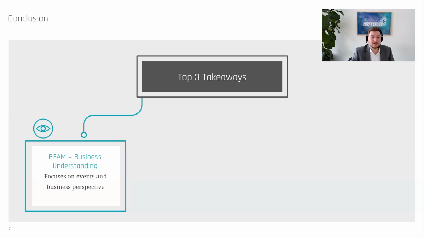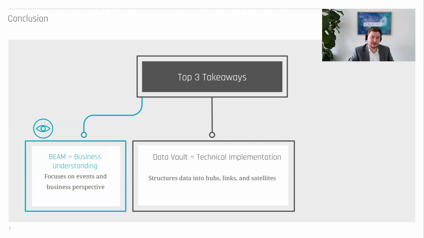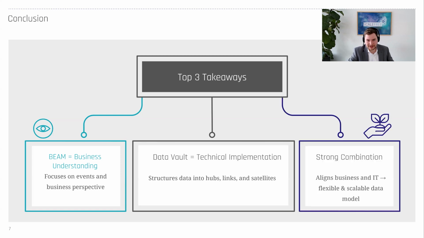So what are my takeaways? BEAM is really more for the business understanding, right? It focuses on events and business perspective, and it should be that. You shouldn't take it for the 100% truth for your Data Vault model or something like that, right? But it's a really good basis. Then you have Data Vault, which is the technical implementation in the end, right? Structures data into hub, link, satellite, and the Data Vault really implements your BEAM model in data, if you want to say it like that, right?